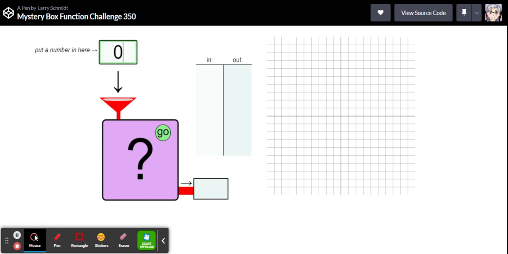Alright, I'm going to start with a 0. Okay, 0 gives us 2. How about a 1? So that is a decimal. Looks like a non-repeating decimal. So maybe trig, maybe square root. Let's try a 3.